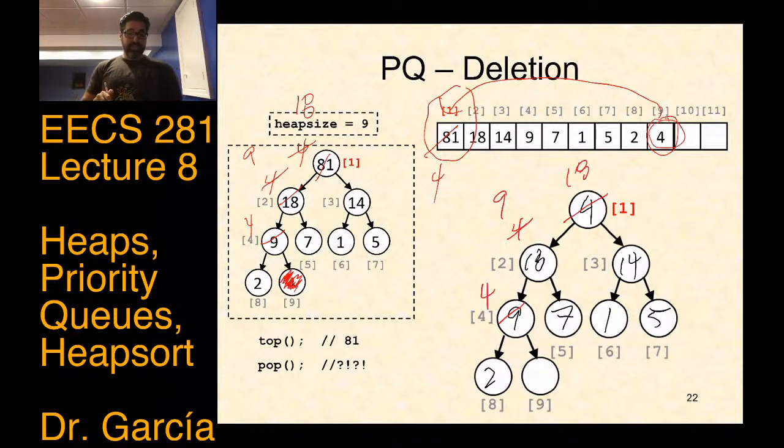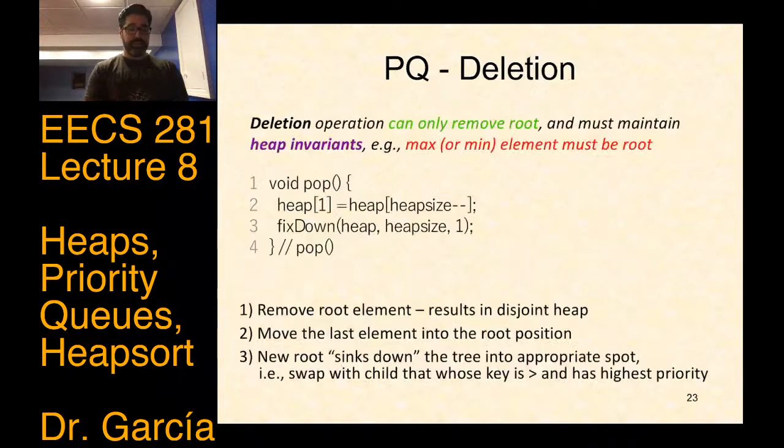All right, so that's deletion. The code for that would be here. And you see that it's quite analogous to the code for pushing. We call it pop. So this is the swapping, basically the last element in your heap with the root, and then you do fix down. Okay.